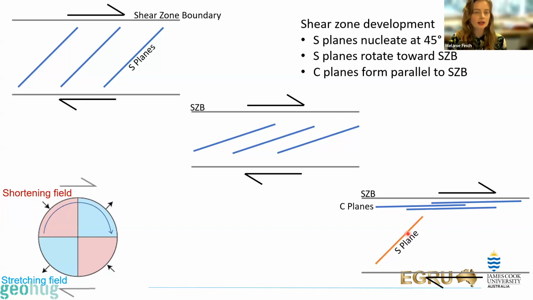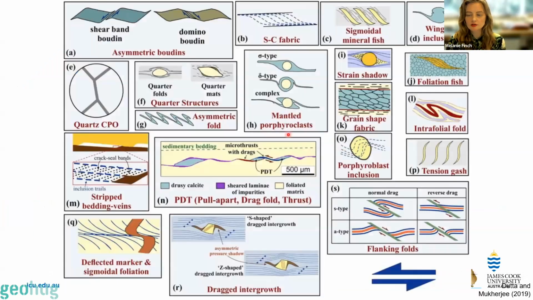And this is just one example of a structure that forms in shear zones. There are lots of different structures that form in these zones, and we won't be going through these today, but it's just one of many.